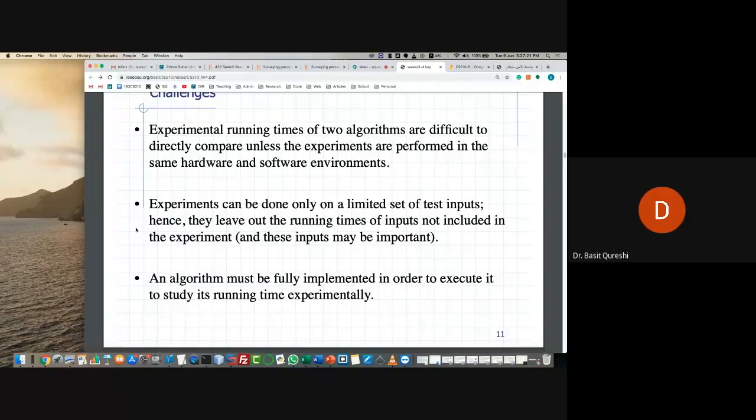The third problem is the algorithm must be fully implemented before you can execute it to do an experimental study, which means that the whole process could be very expensive. If I have an idea and I would like to just try it out, see if it is good enough, I have to invest a lot of money building the software, getting the right kind of hardware, and making sure that the program works on all kinds of hardware. So these are the main challenges and limitations for experimental studies. They're good, they're valid, but they're not fast enough.